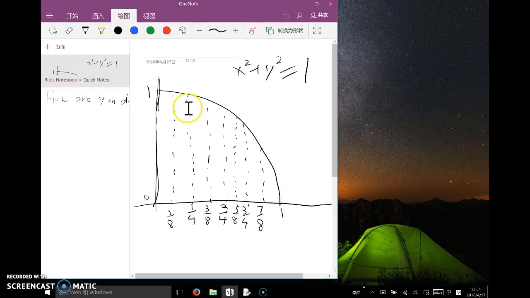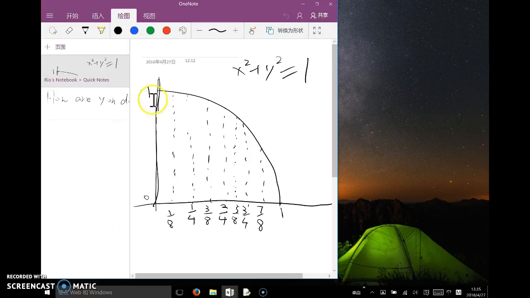So look at this picture here. It's the quarter circle that I drew, and the function of this circle is x squared plus y squared equals 1, and 1 is the square of the circle's radius, which is 1.